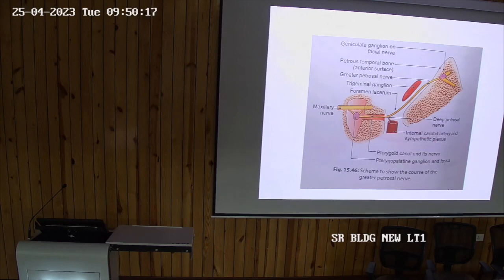Okay, see here at present. Look here. This is the pterygoid canal. So the deep petrosal nerve and greater petrosal nerve join, forming the nerve to the pterygoid canal. That is this one. Running its course into the pterygoid canal, it comes into the pterygopalatine ganglion.